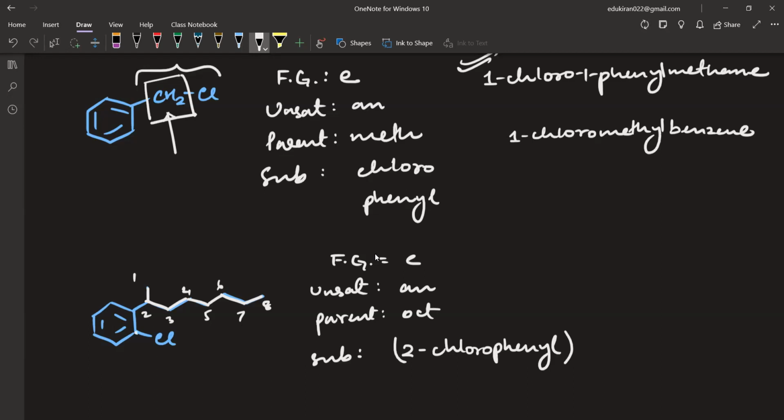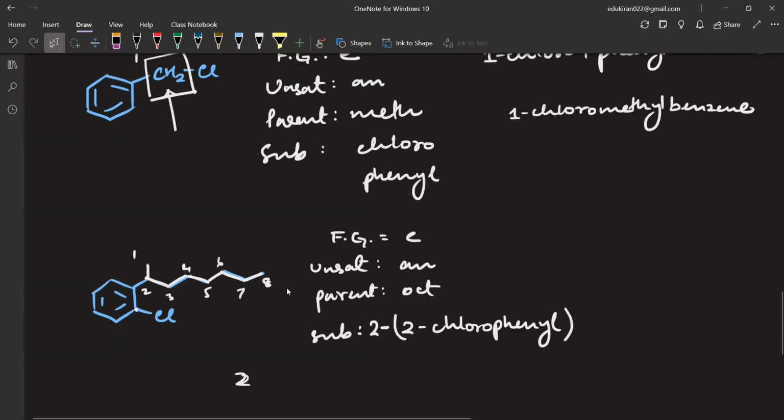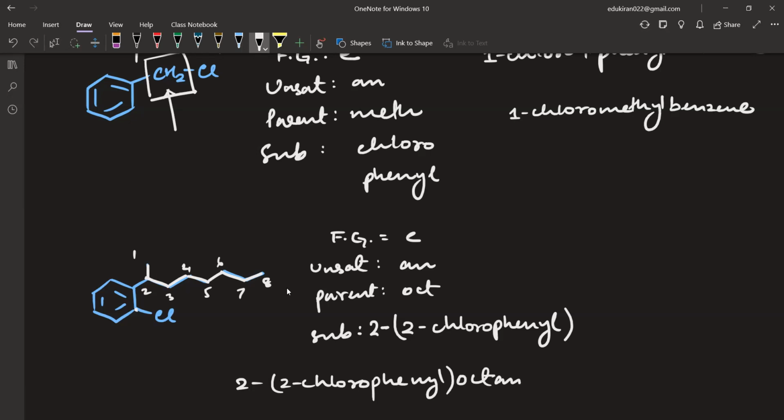And now this whole substituent is on the second carbon, and hence we'll write a 2 here also. Now, the name will be 2-(2-chlorophenyl)octane. So please write this down. Let me know when you're done. Done. All of you, yes or no, please tell me.